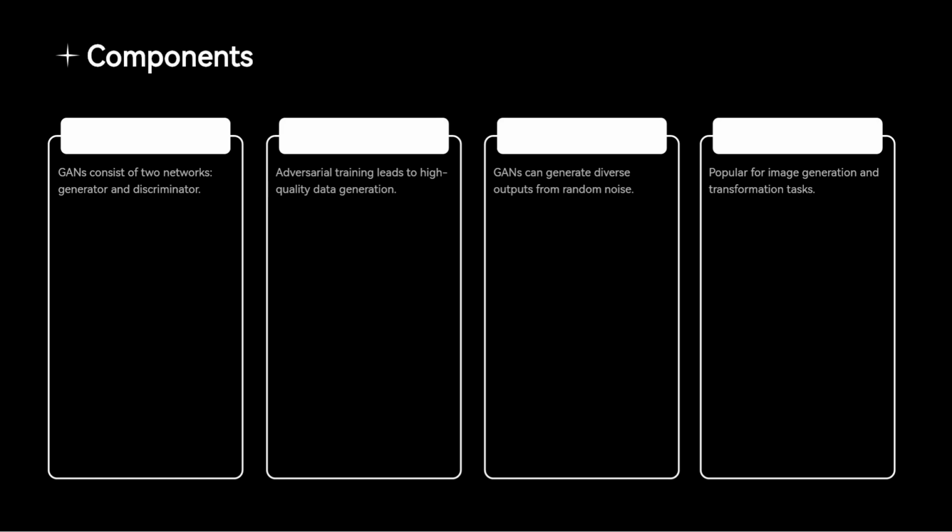One of the key features of GANs is that they can generate diverse outputs from random noise, which means they can produce a wide variety of images, each unique but still realistic. GANs have become one of the most popular generative models for image generation, e.g., generating faces, landscapes, or even entire scenes, and image transformation tasks, such as image-to-image translation, e.g., turning sketches into realistic images.